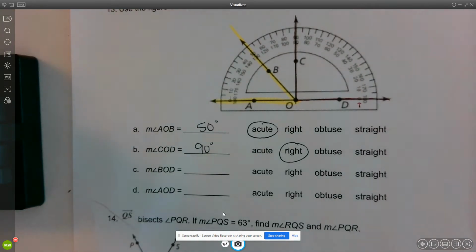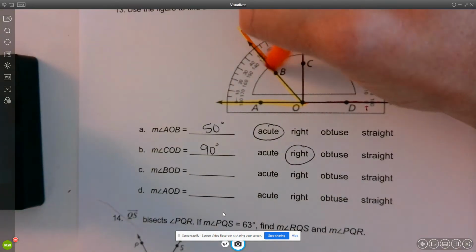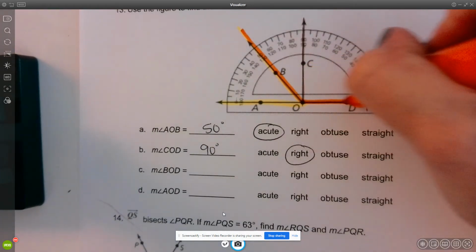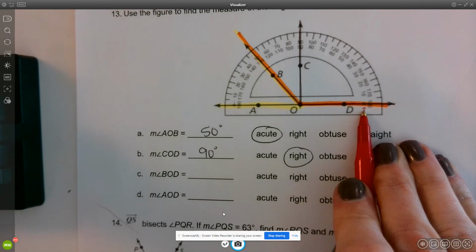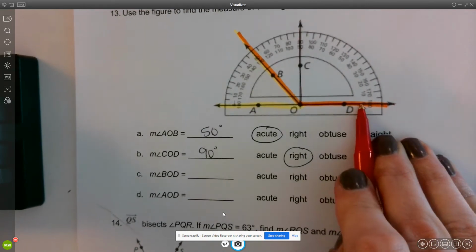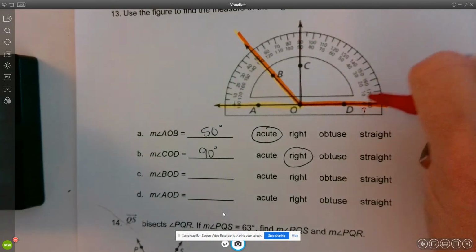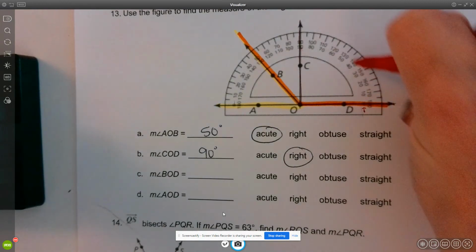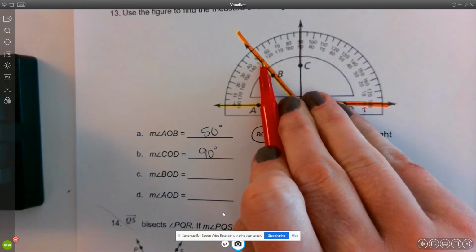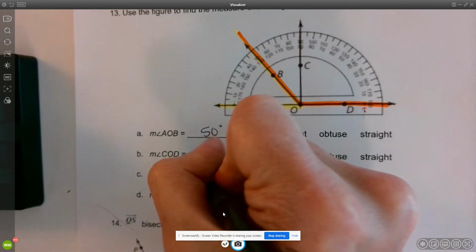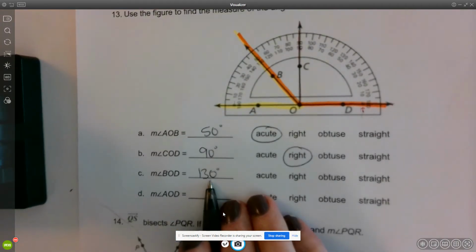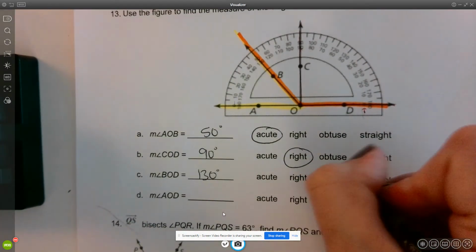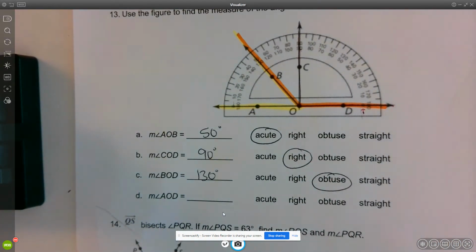Angle BOD is this angle here in orange. Again, I'll start over here on my protractor, so I need to use the inside numbers to start at 0. So this angle goes from 0 to 130 degrees. That is a measure that's larger than 90 degrees, so this is an obtuse angle.